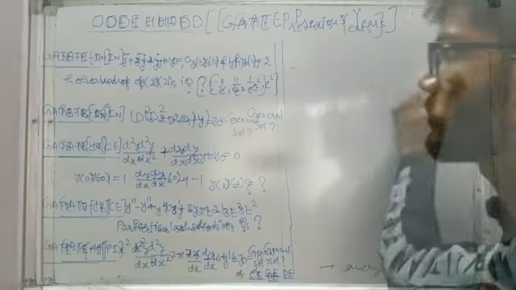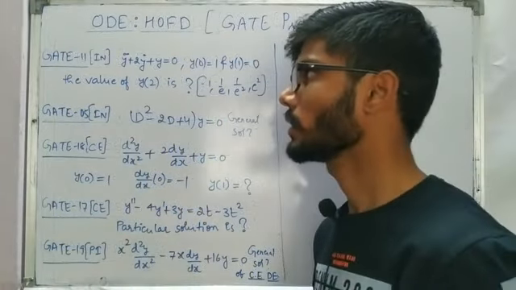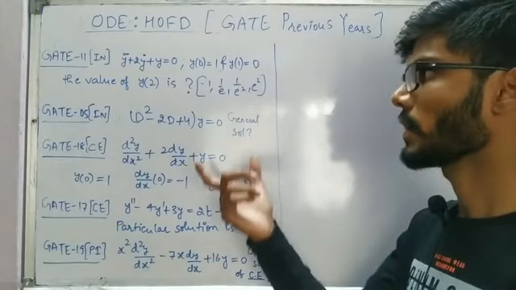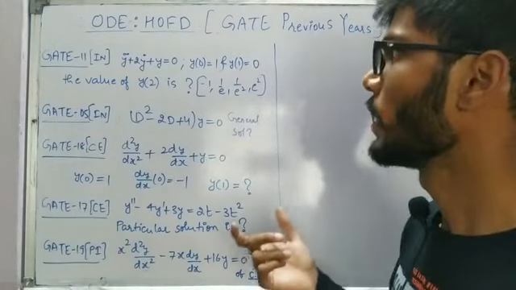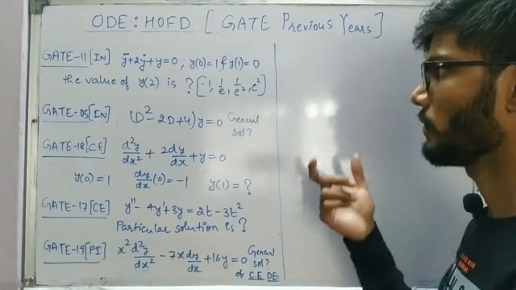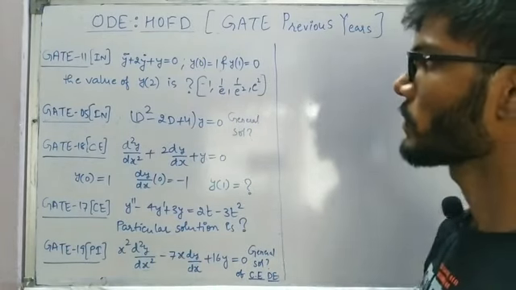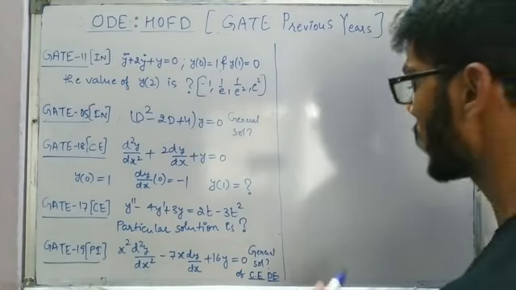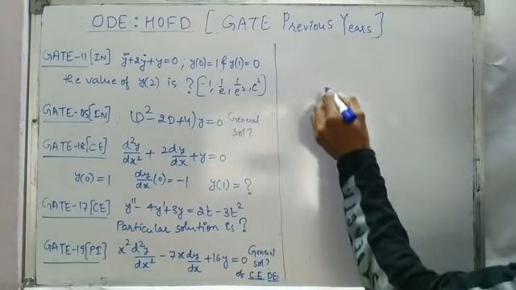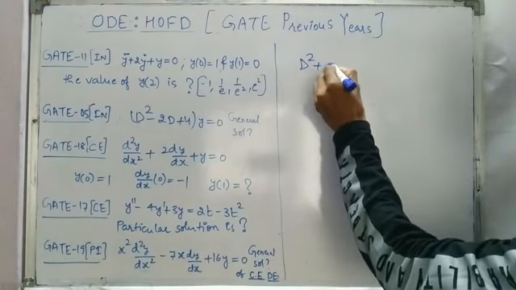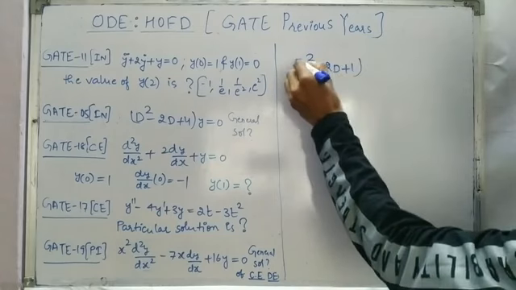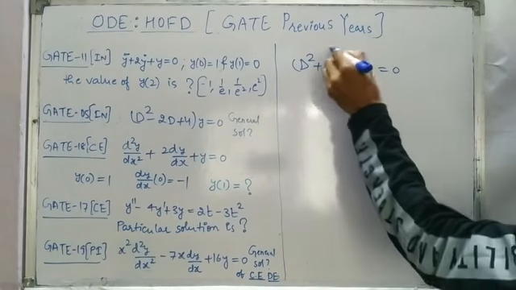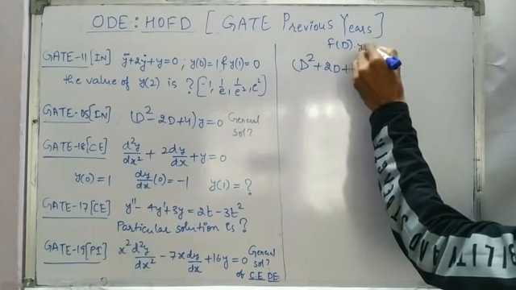The first problem was asked in GATE 2011 in instrumentation engineering, and we are given a second order linear differential equation of homogeneous type. So we have an equation something like y double dash plus 2y dash plus y is equal to 0. And why am I calling it homogeneous? Because it is nothing but D square plus 2D plus 1 into y is equal to 0. So it is in the form of f of D into y is equal to 0.